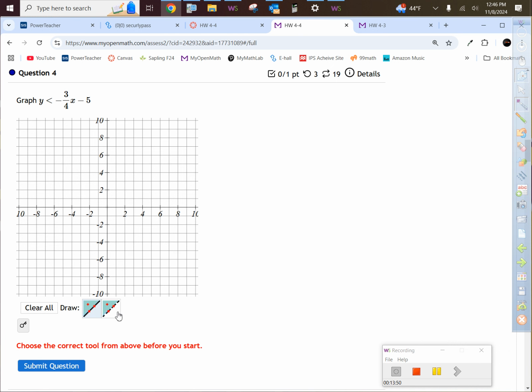Dashed. So do you see the two options down here? There is a solid line and a dashed line. Don't worry that it's always shaded above this. It doesn't matter. It's just showing you it's going to shade for you as well, right? So I will select the dashed line.